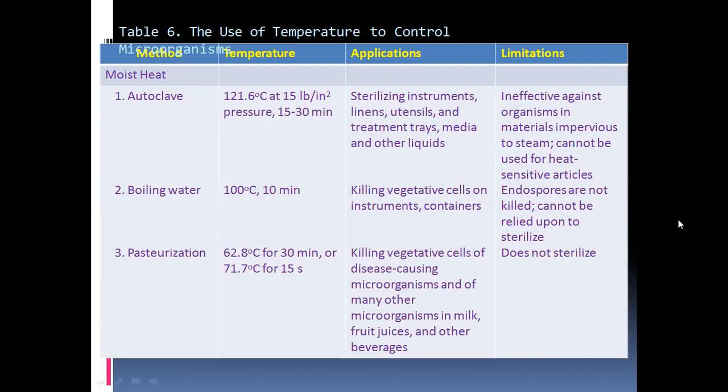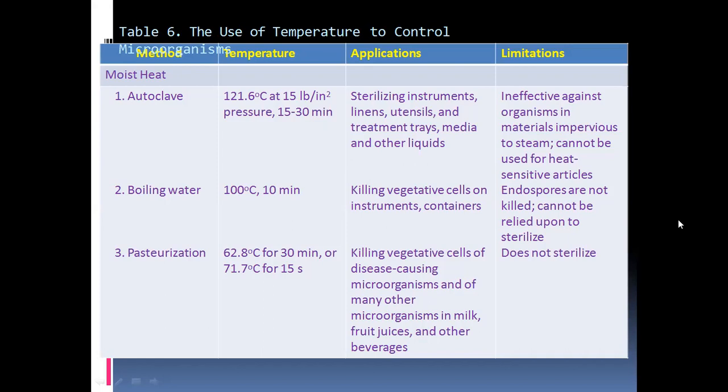Now, the use of temperature to control the microorganism growth. The first one is moist heat. There are various methods when we talk about moist heat. For moist heat, the autoclave, an instrument and equipment, can be used. For moist heat, boiling water can be used. For moist heat, another mechanism which is called pasteurization can be used. This moist heat has the ability to kill the microorganism.